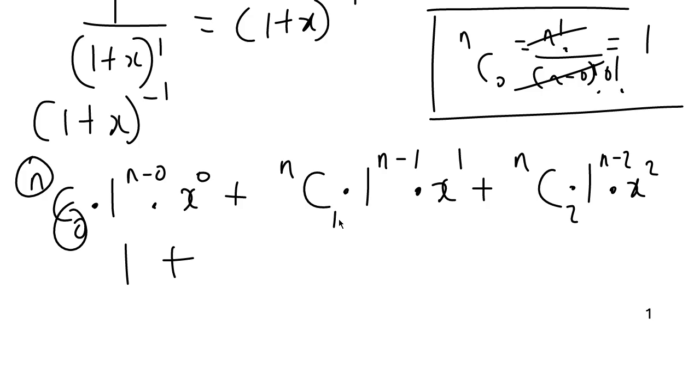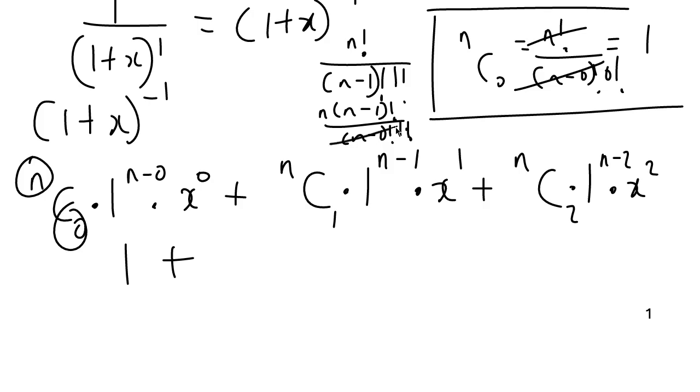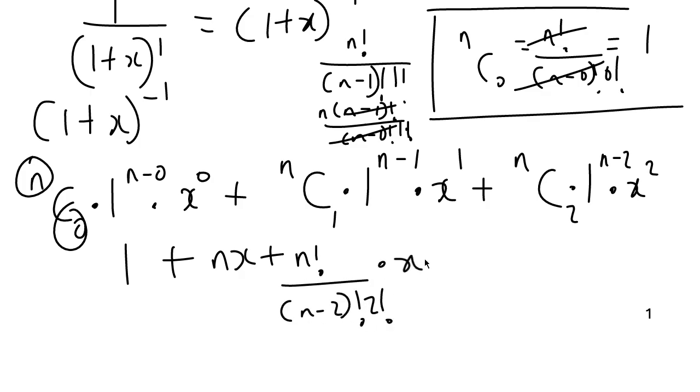So then plus n combination 1. We also proved that n combination 1 is equal to n, because n combination 1 is what? n factorial over n minus 1 factorial times 1 factorial. So n factorial is the same as n times n minus 1 factorial, and then over n minus 1 factorial times 1 factorial, and then this cancels. 1 factorial is 1, so we are just left with n. So that's n. 1 to the power n minus 1 is still 1, and then x, plus n combination 2, which is what? n factorial over n minus 2 factorial times 2 factorial, multiplied by x squared.